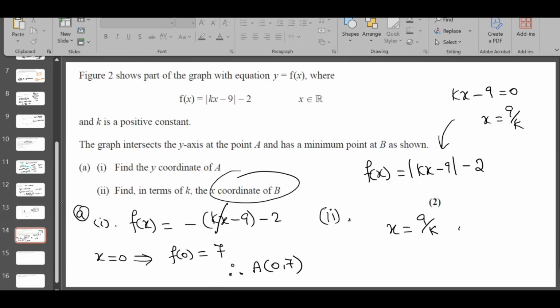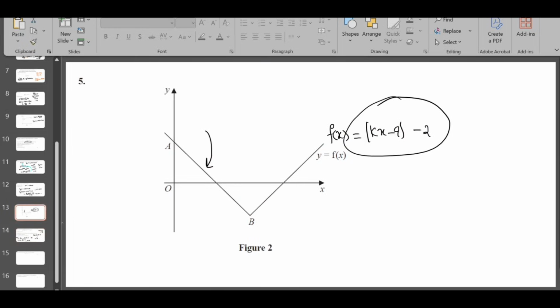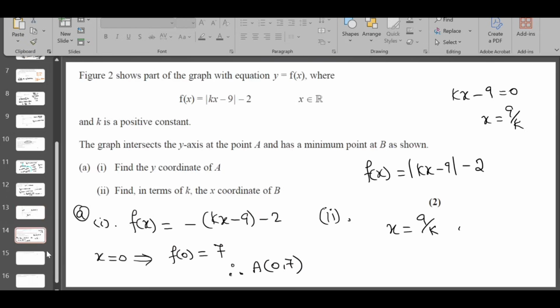If they want you to find the y coordinate, the number standing all alone here is the y coordinate. So the vertex is (9 over k, minus 2). We don't need this actually, because they just want the x coordinate. But for our reference, I'm going to write the vertex B as (9 over k, minus 2) here. This point is (0, 7), just for reference. Okay, so that's all of part A, a 2 mark question.